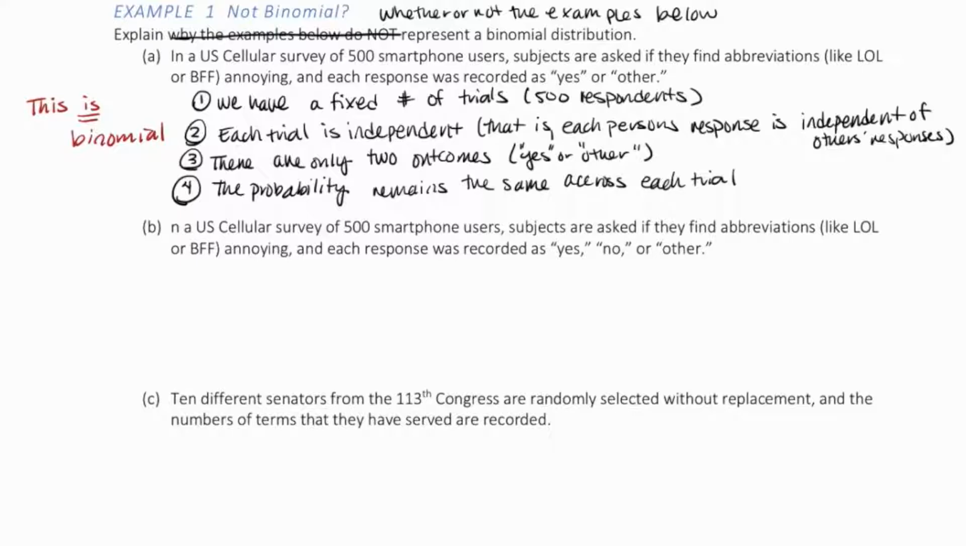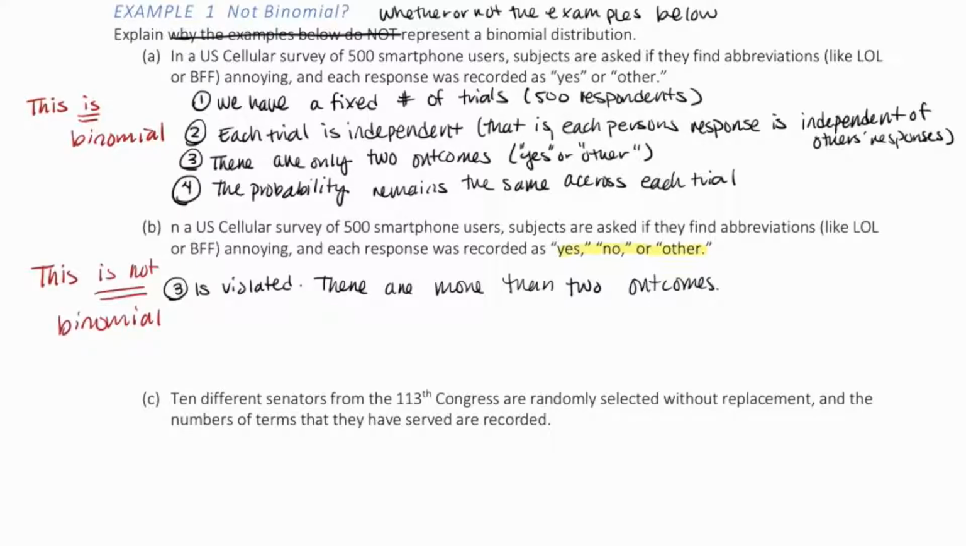Pause your video again and write down your thoughts for part B if you haven't done so already. For part B, number 3 is violated. There are more than 2 outcomes. We have yes, no, and other. So for part B, this is not binomial.